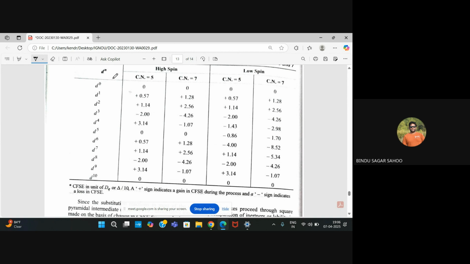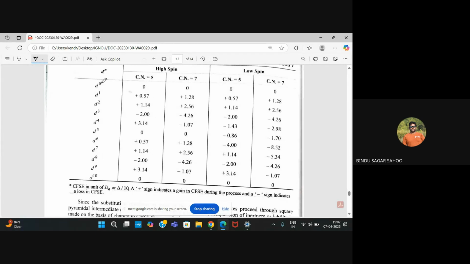So you can see here when there is a d0 complex, the crystal field activation energy will be 0. You can check in high spin complexes, in which case the positive value is high. In case of d4 and d9, the positive value is high. That means the d4 complex and the d9 complex will be the most labile complexes. And you can check the numerical values, in which case the negative value is high, d8 and d3. That means d3 and d8 will be the most inert complexes compared to other complexes.